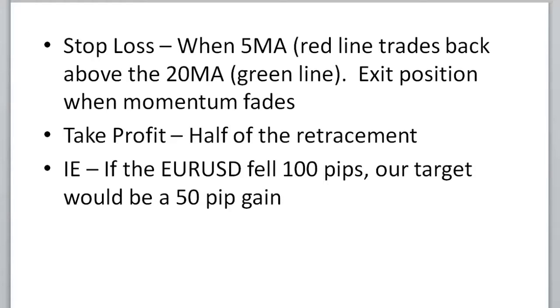Where do we put our take profit? We're going to look for half of the retracement. What does this mean? If the euro dollar had gotten oversold and had fallen 100 pips, then our target would be about 50 pips from the lows of the trade.